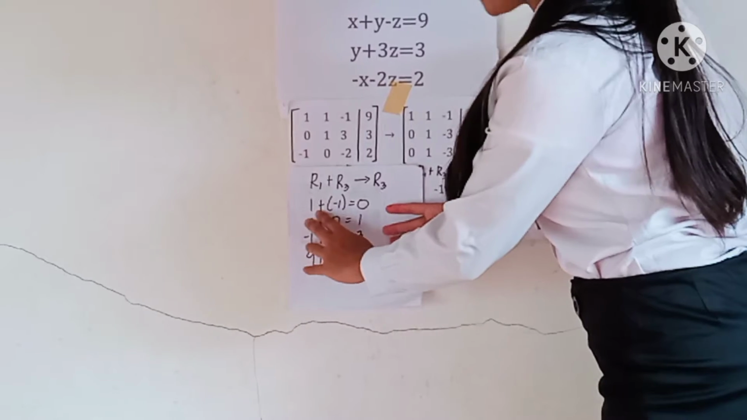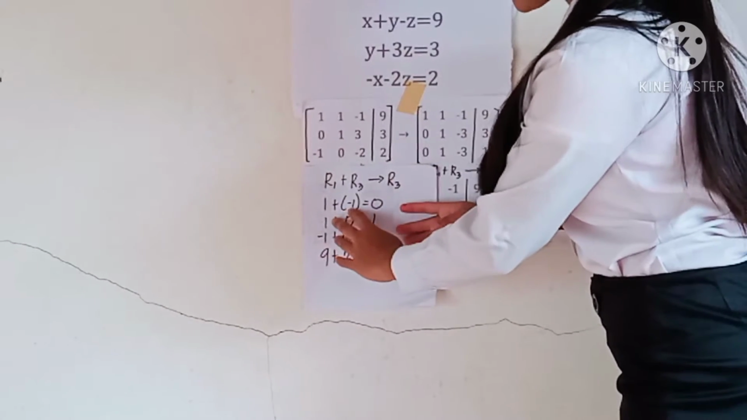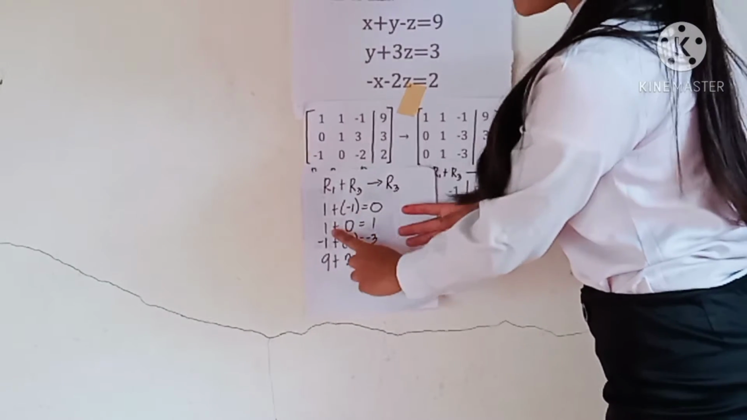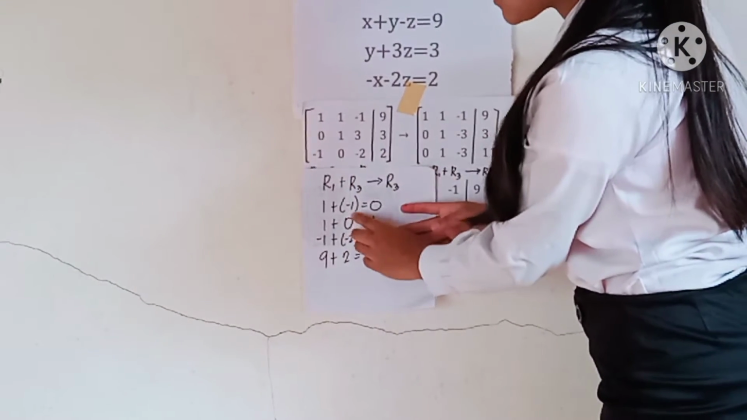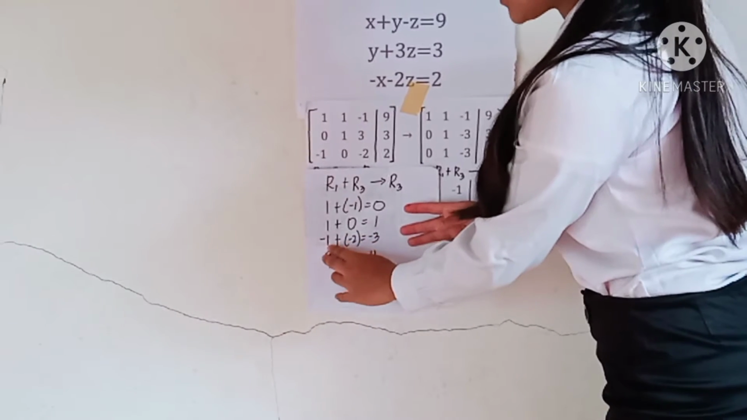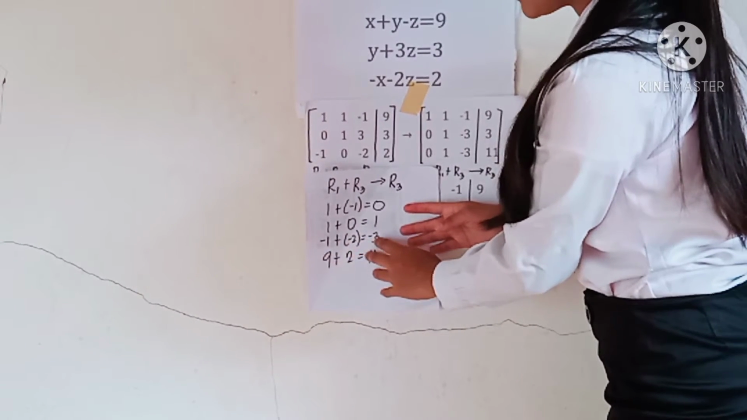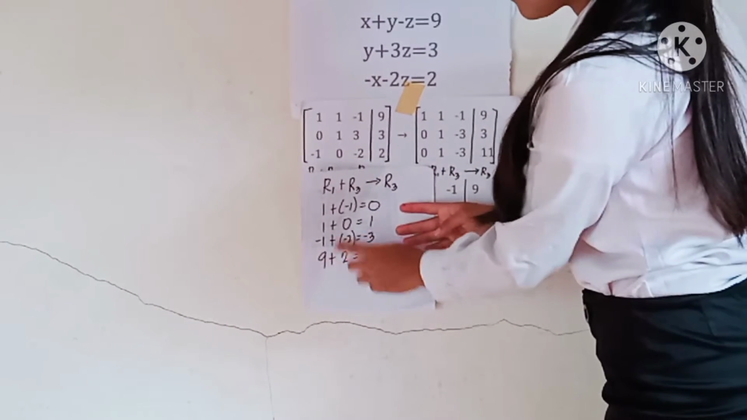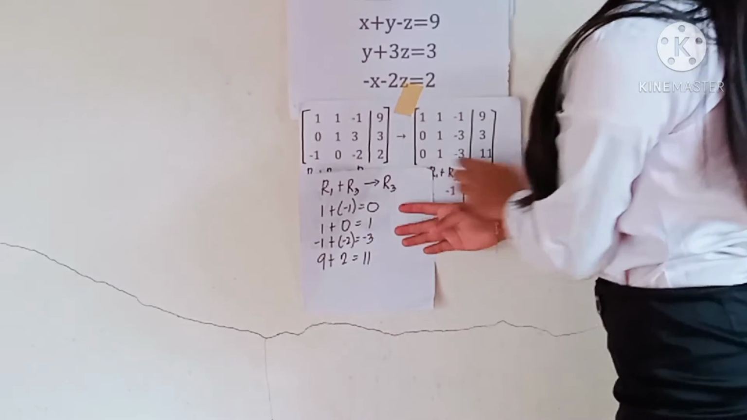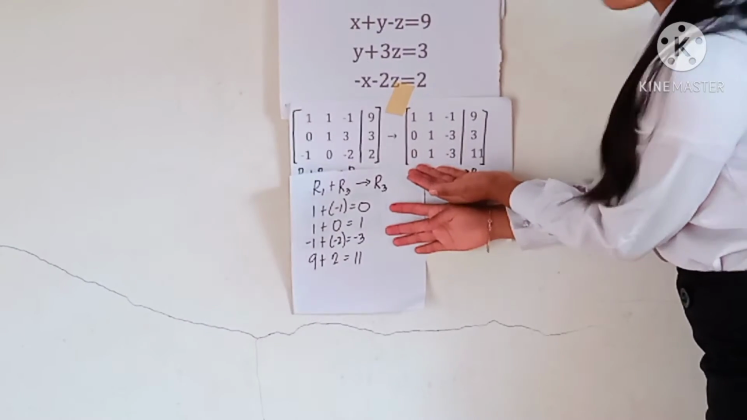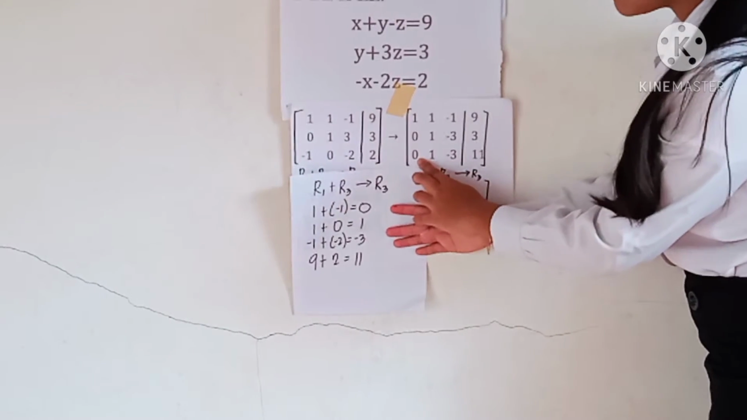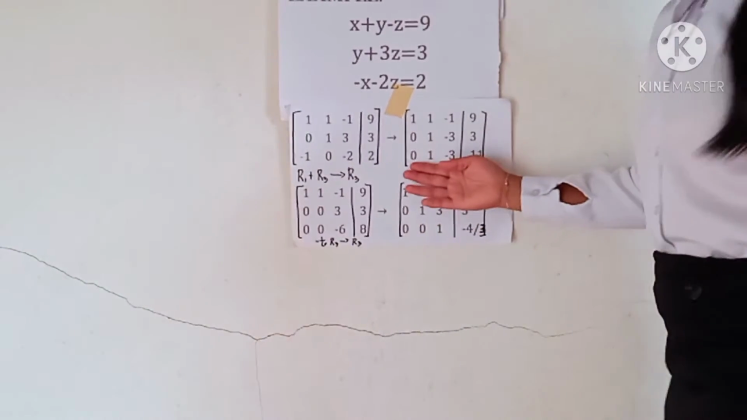So positive 1 plus the negative 1 in row 3 is equal to 0. Next, 1 plus 0 is equal to positive 1. Negative 1 plus negative 2 equals negative 3. 9 plus 2 equals 11. So here is our product. The negative 1 becomes 0, which is our goal.